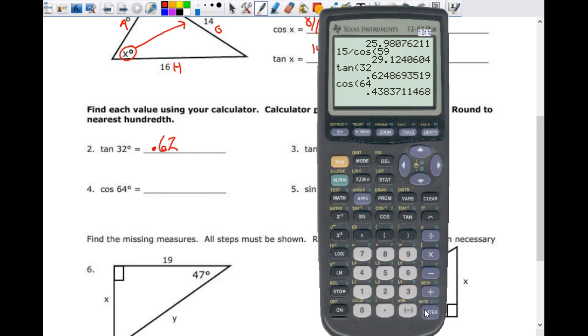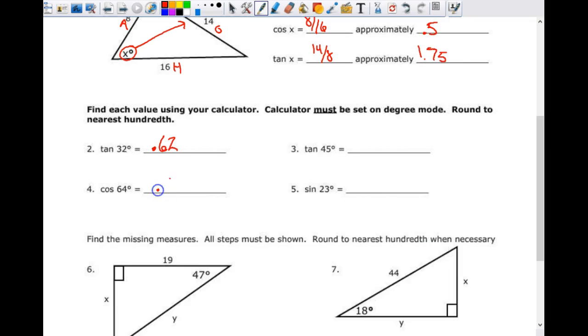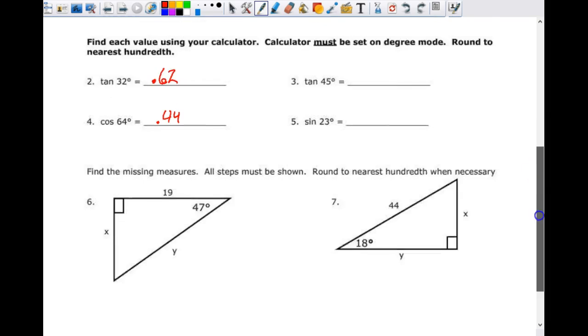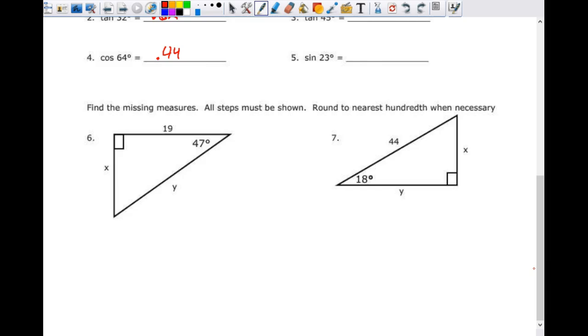So we did cosine of 64 is 0.44. All right. We'd be going down here. Now we're doing, these are the hardest style of trigonometry problems that you guys will see. Well, there's 2 variables, and it can either be sine, cosine, or tangent. It can be any of those. So you have to know what you have.